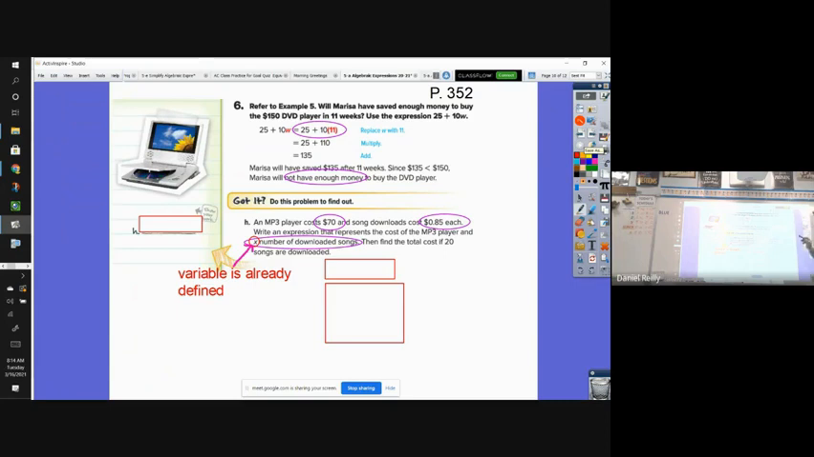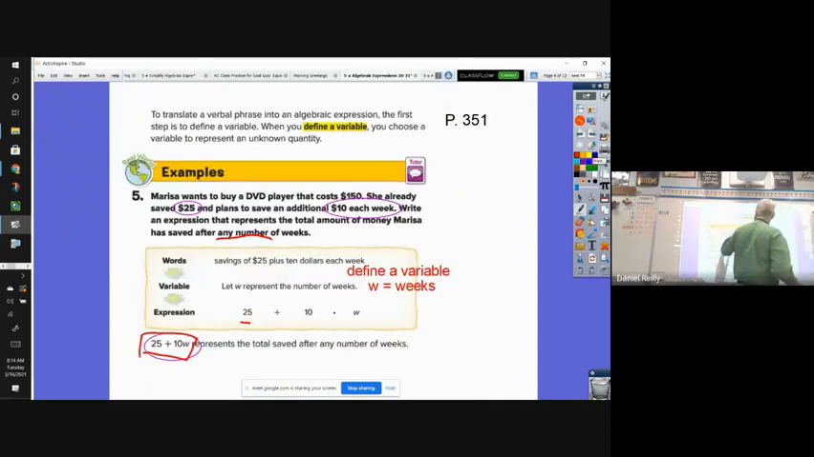The question is asking, write an expression that represents the total amount of money she has after any number of weeks. It doesn't ask you how many weeks she has to save. That's solving an equation, which we will do in the next unit.